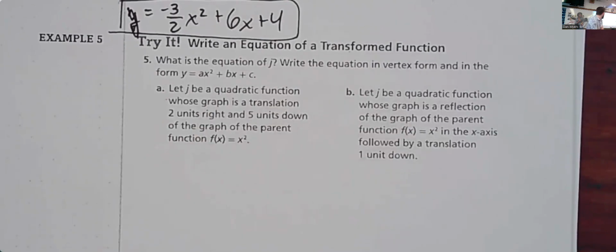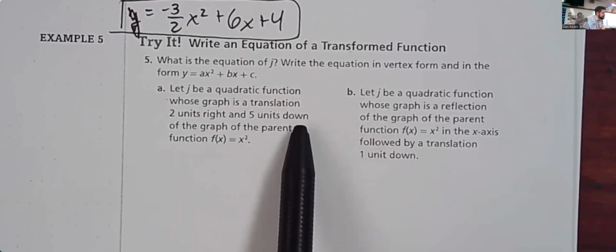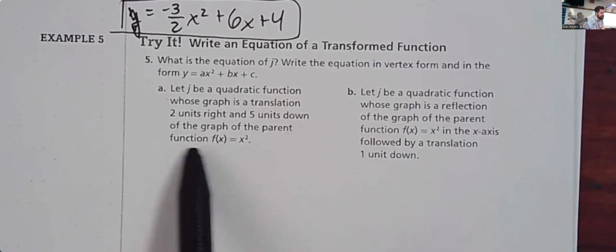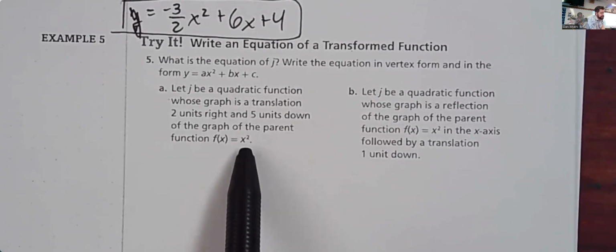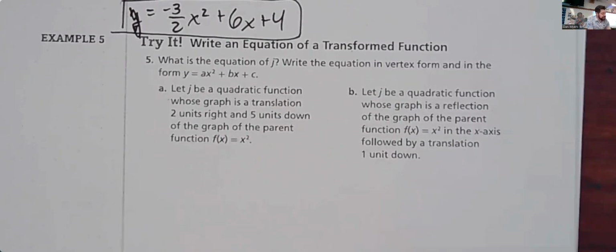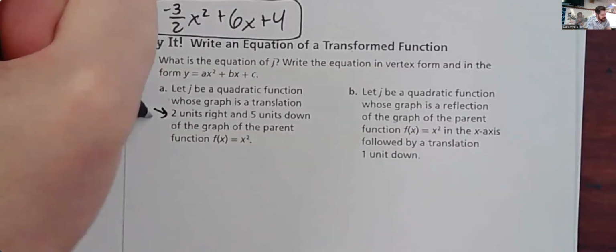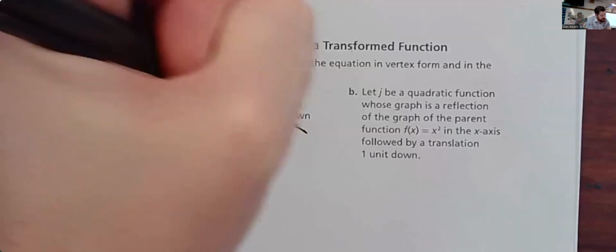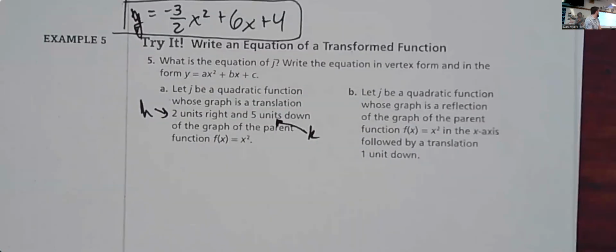So it says, let j be a quadratic function whose graph is a translation 2 units right and 5 units down of the graph of the parent function f of x equals x squared. Now remember, if you're going left or right, that's the value of h. If you're going up and down, that's the value of k, which talks about your vertex.